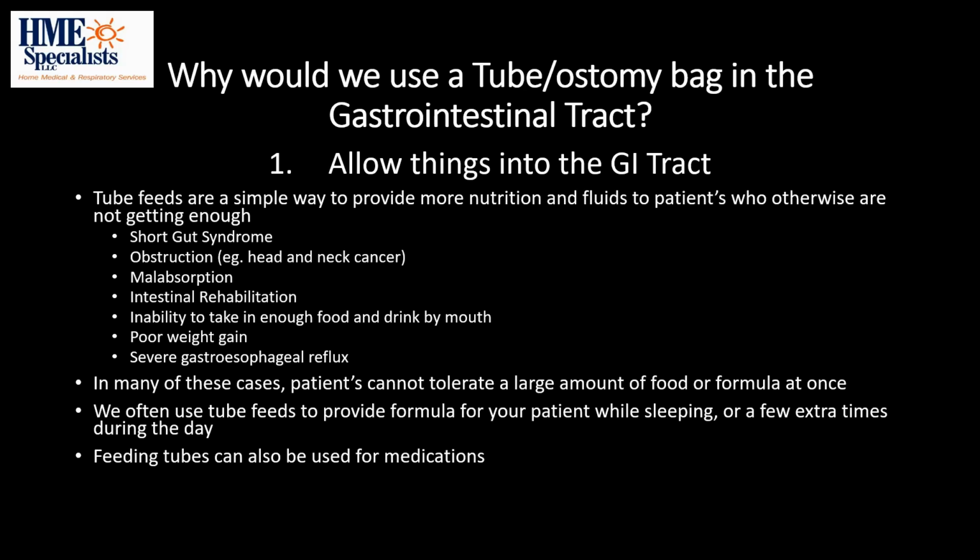And I listed different types of diseases and why a patient would use a tube. As I noted in the second bullet, sometimes patients just can't tolerate a large amount of food or formula at one time. It overwhelms their intestinal tract. So the tube enables you just to supply small amounts continuously. This is called drip feeding. Tubes can be used to give patients nutrition while they're sleeping at night, or a few extra times during the daytime. And sometimes tubes aren't even used for nutrition, but are used to give patients medications that they cannot successfully take via their mouth.